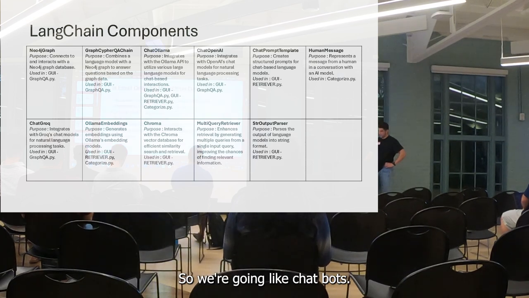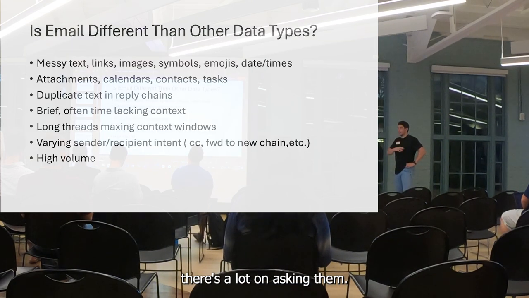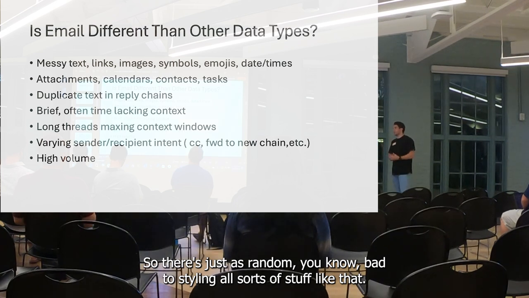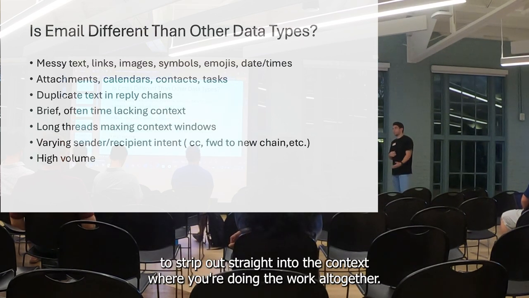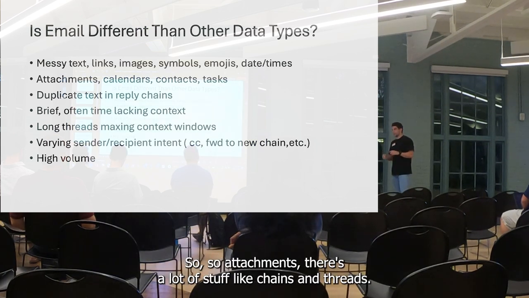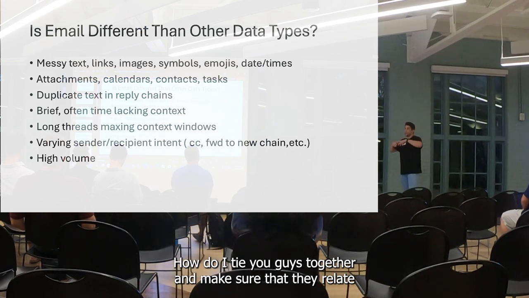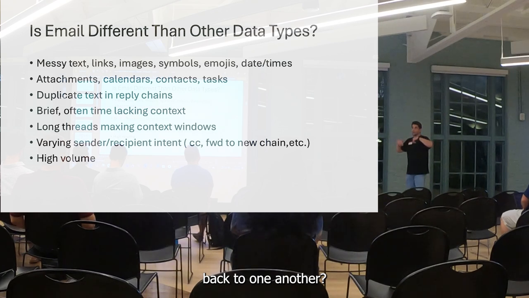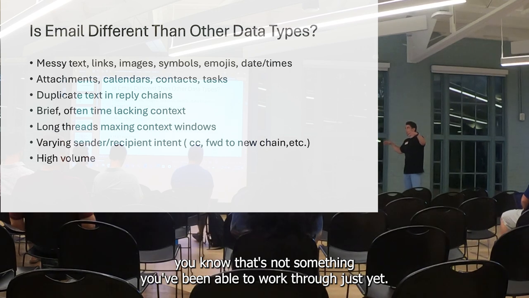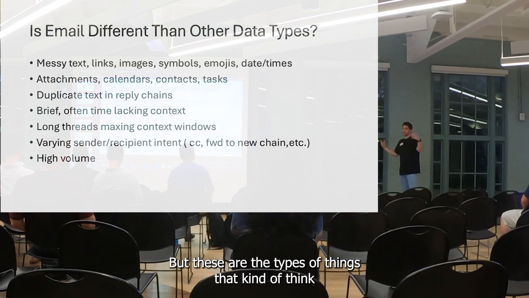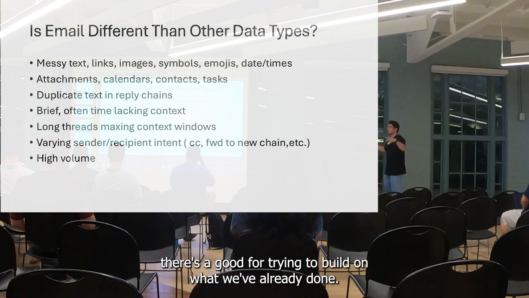Getting specific about emails, there's a lot of mess in them: random HTML embedded in them, styling, all sorts of stuff, links that you don't need. Sometimes it provides context, sometimes it's stuff you just need to strip out to fit into the context, or to get it to work altogether. Then there are attachments, and things like chains and threads. How do I tie emails together and make sure they relate back to one another? If you have one email and not the context of the previous email, that's something we haven't been able to work through just yet, but these are the things we think through as we try to build off of what we've already done.